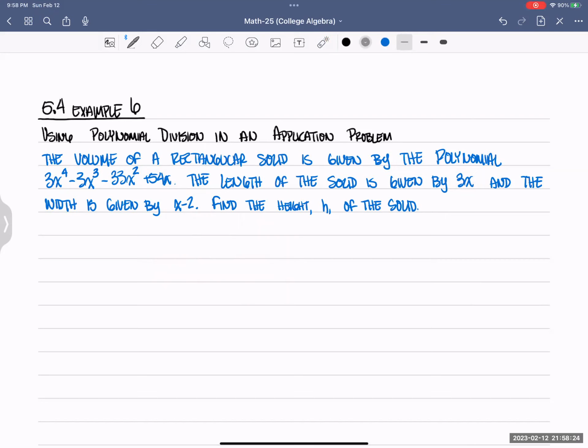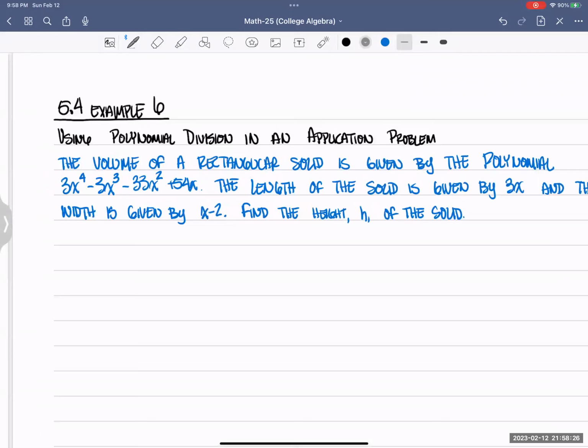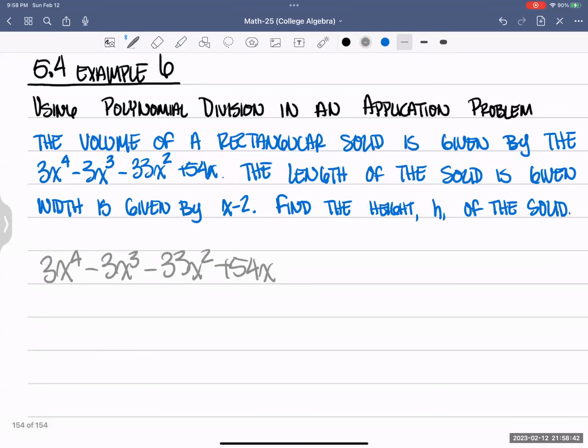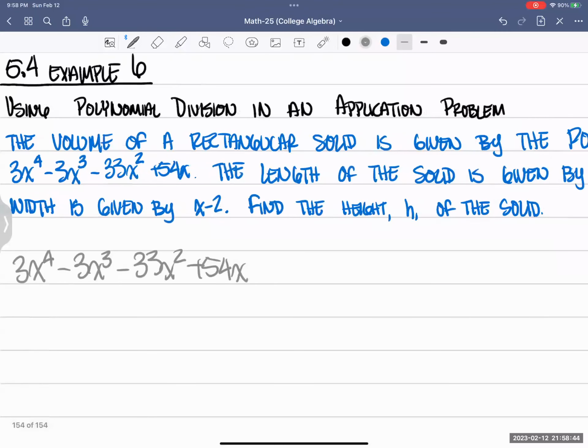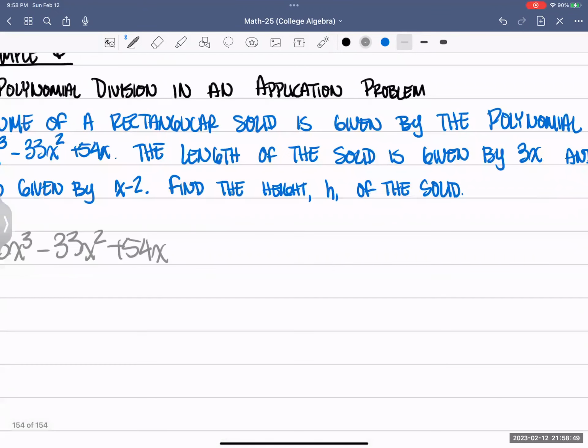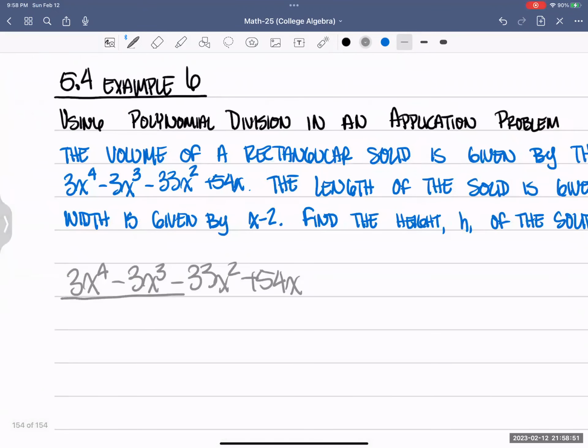So again, the volume, the first one's going to be pretty easy. 3x to the power 4 minus 3x cubed minus 33x squared plus 54x. So that's our length times width times height. They're saying that our length is given by 3x. So what I'm going to do is divide this by 3x and see what we end up getting.